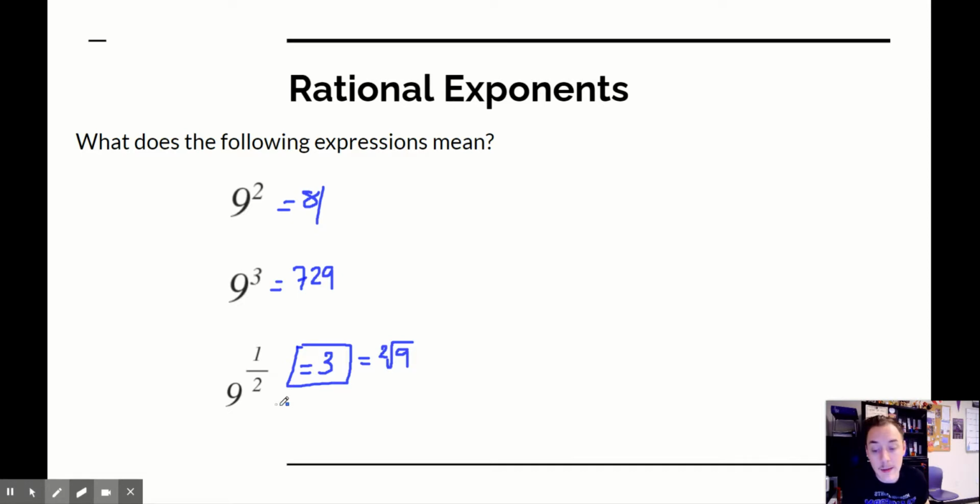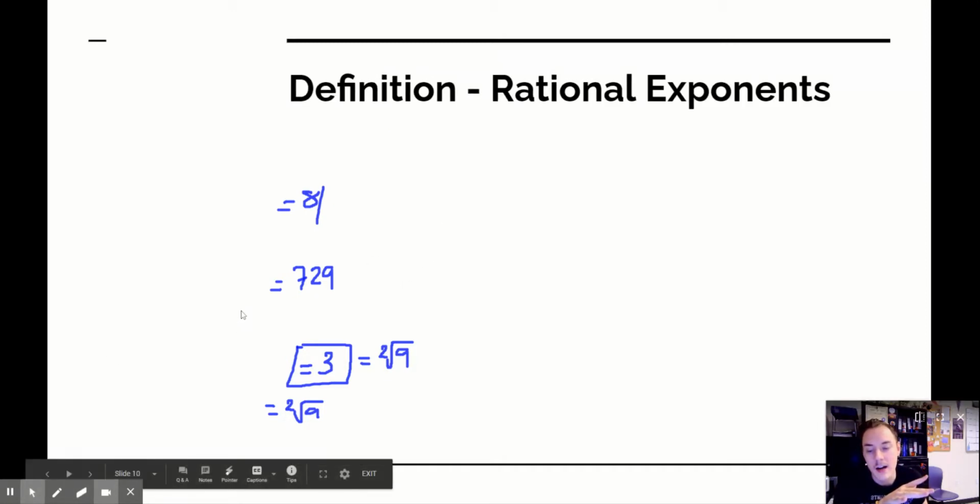What does that mean? So that means this actually equals the square root of 9. This right here equals the cube root of 9. Or the cube root of 729. Okay? Or, wow, what am I doing? No. Forget that. I'm gonna show you. Forget that. That was dumb. Okay. But actually, I want to go back.